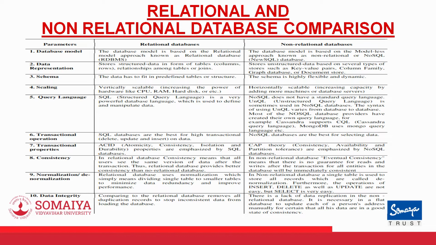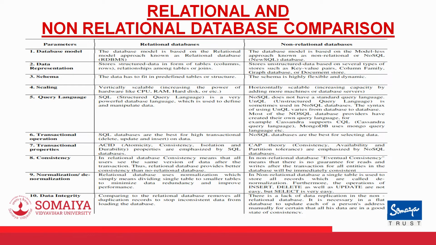Consistency. In a relational database, consistency means that all users see the same version of data after the transaction. Thus, relational databases provide better consistency than non-relational databases. In a non-relational database, eventual consistency means that there is no guarantee that reads and writes after a transaction for all entities in the database will be immediately consistent.